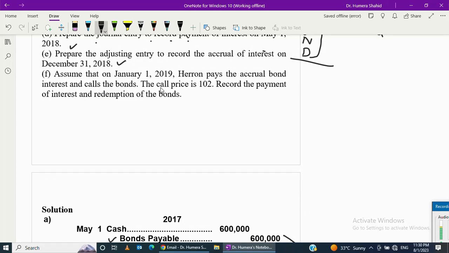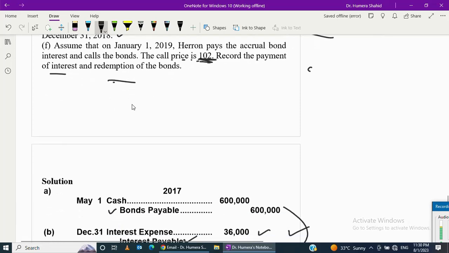Assume that on January 1st, 2019, Heron pays the accrued bond interest and calls the bond. Calls means purchases back the bonds. The purchase price is 102. So record the payment of the interest and the redemption of the bonds. So let's pay the interest. Do remember these bonds were issued at face value, so we will not have any premium or discount. So carrying value will actually be the face value. Okay, and you are paying 102. And you need to pay the interest as well.